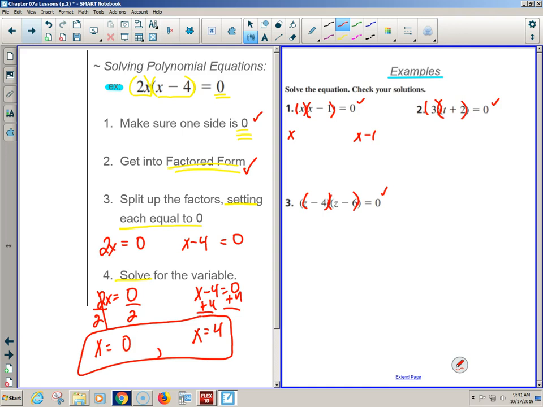What do I do once they're split? Solve it. Not yet, not yet. Set each equal to 0. Then solve. I see it, I split it, I solve it.